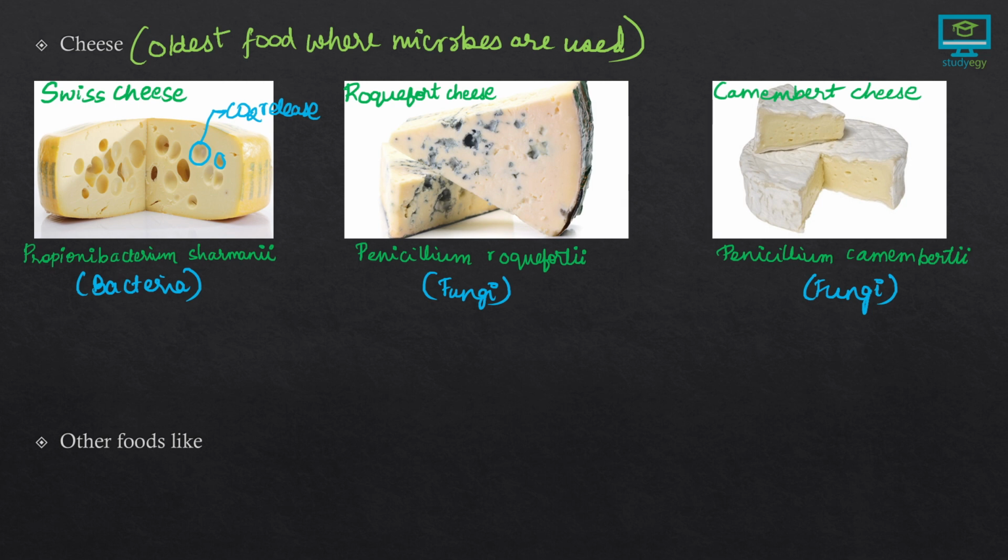Now there are other foods also which are fermented, such as soya beans, bamboo shoots, which is common in India as well, and even fishes. Soya beans are fermented in the Japanese cuisine, where they prepare a dish called natto, which is like sticky soya beans and is usually consumed with rice.